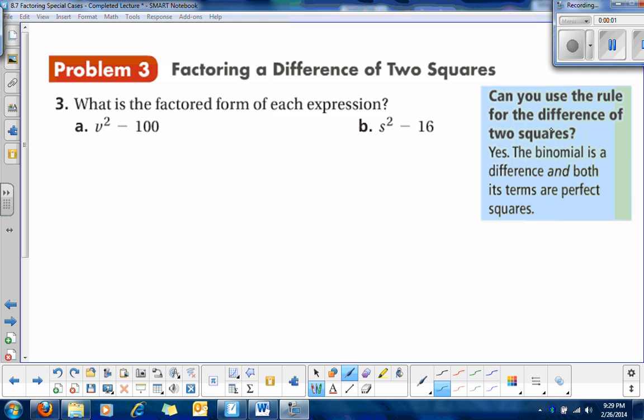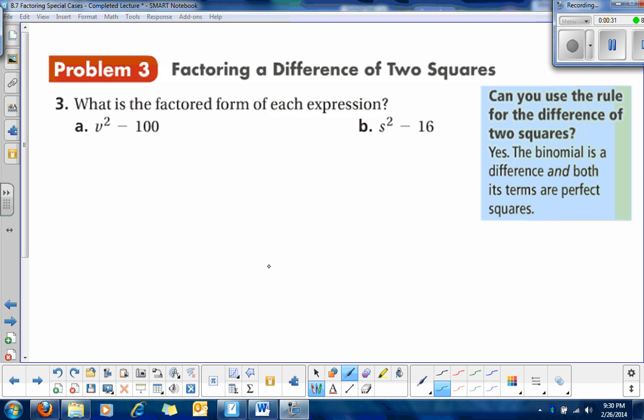So problem 3 is factoring a difference of two squares. And we want to find out what is the factored form of each expression. Now before we do that, we want to answer the question, can we use the rule for difference of two squares to find out if we can factor these to two binomials? Well, yeah, because the binomial is a difference, that means subtraction, and both terms are perfect squares. So the A term is a perfect square and the B term is a perfect square.